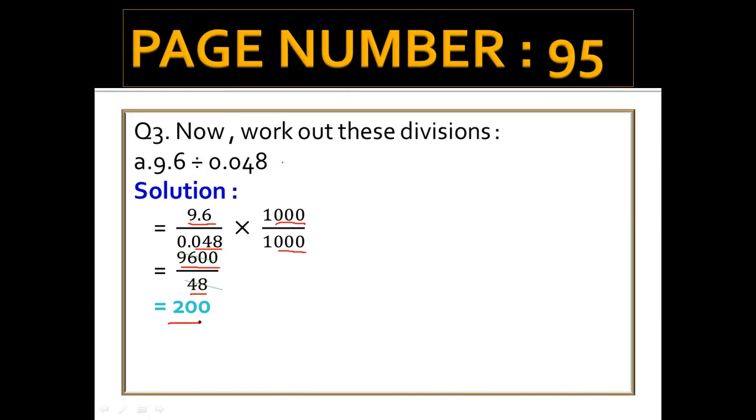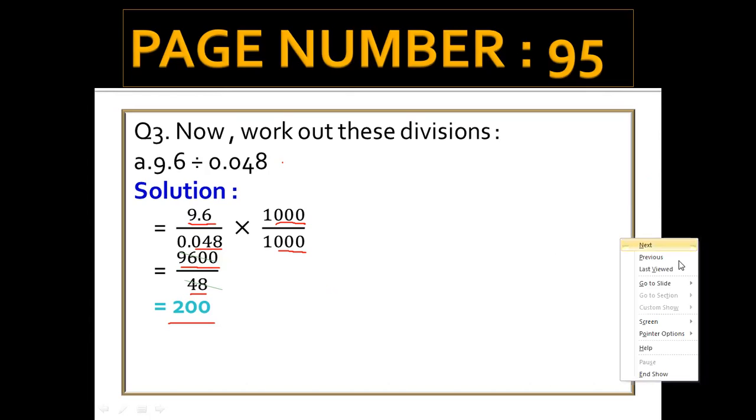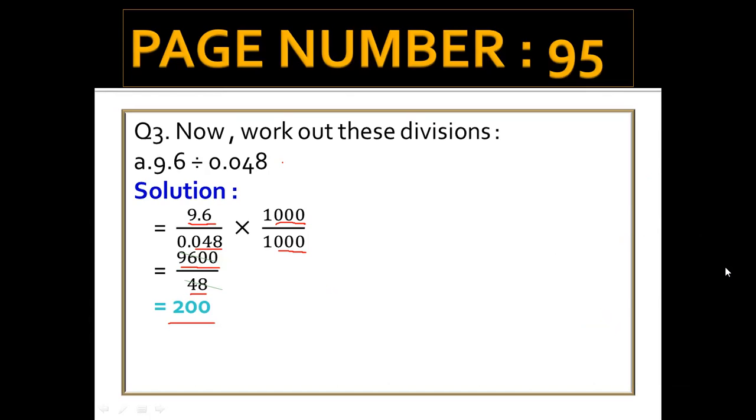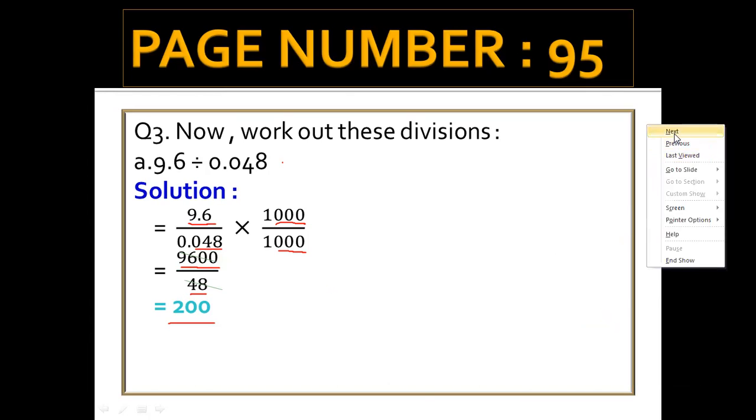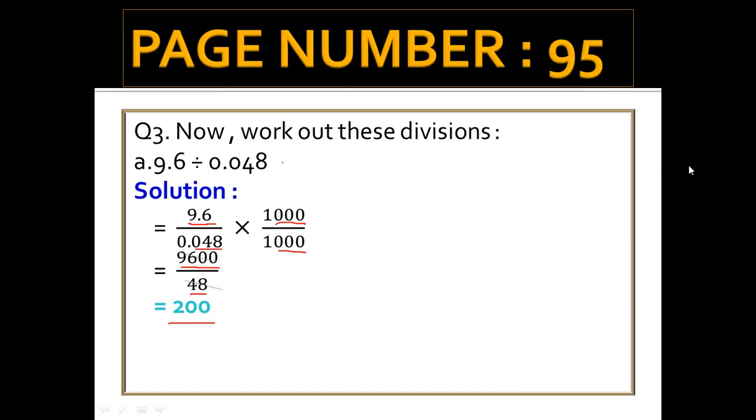9600 over 48 after the simplification, because 48 times 2 is 96, and we have two zeros with 96, so 200 will be our required answer. Because now you are in class 5 and you know how to multiply and divide the numbers, so 200 is our required answer. Come to part B.